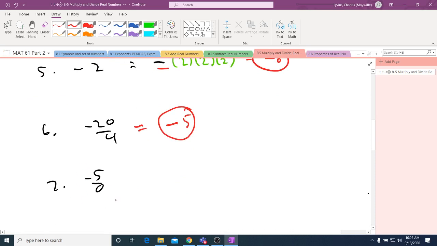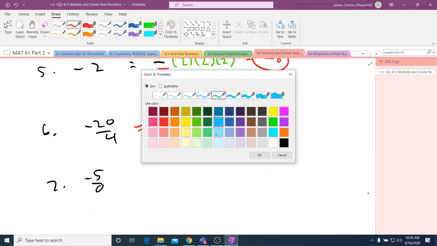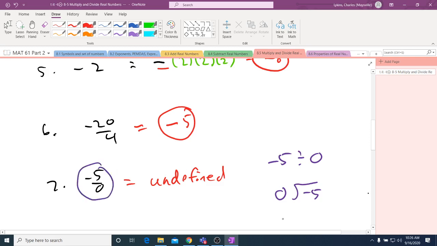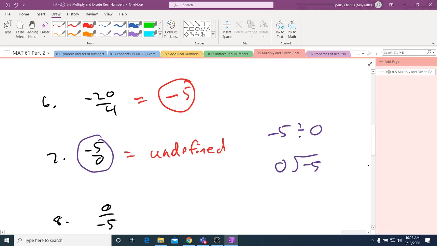Now this is where we have a lot of mistakes. Negative 5 divided by 0. If you punch this in your calculator, you're going to get something like undefined or an error. And that's because you cannot divide by 0. So this is what we call undefined. 0 cannot be on the bottom as a fraction. This can also be written as negative 5 divided by 0, or this can be written like this. All of these are the same as negative 5 divided by 0. This is undefined.